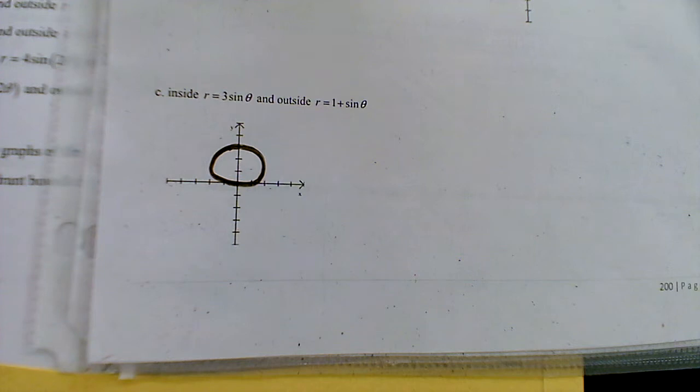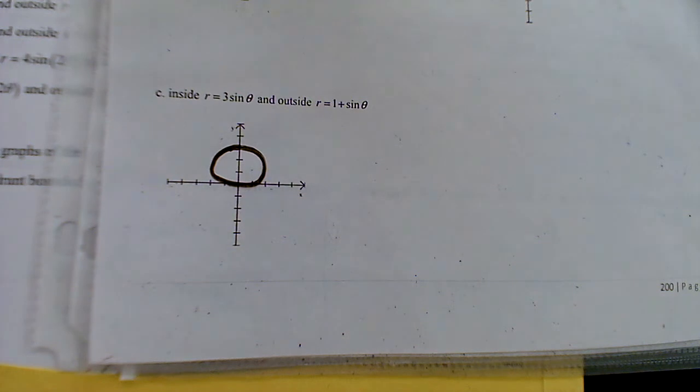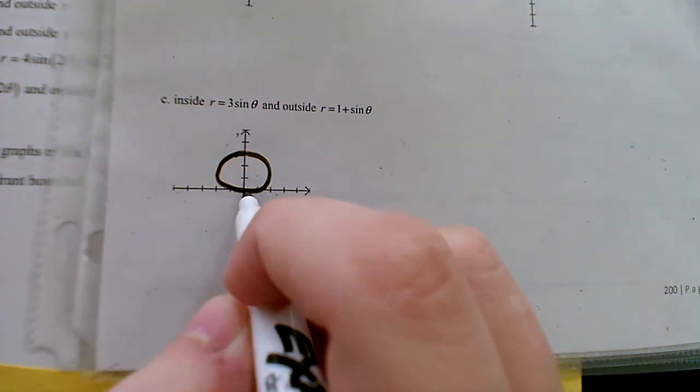And then length. So that 3 is actually the diameter. It looks like the other one's a kind of a cardioid shape.